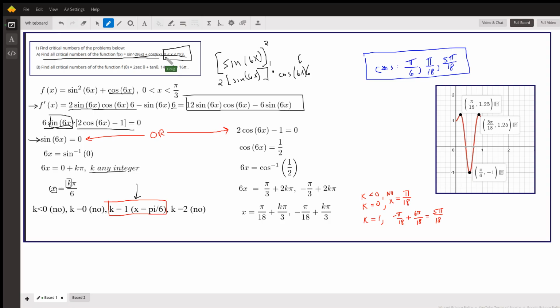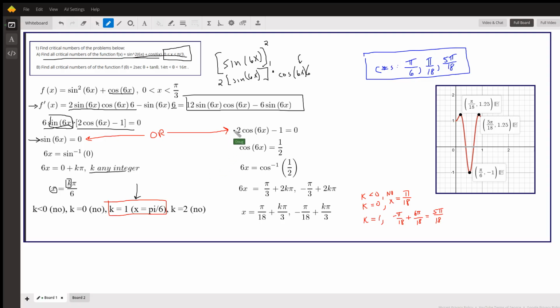We're below 0. We're actually equal to 0. If k is negative, we're less than 0. If k is 1, we're at pi over 6. If k is 2, we're at pi over 3, which is, again, an endpoint not included.